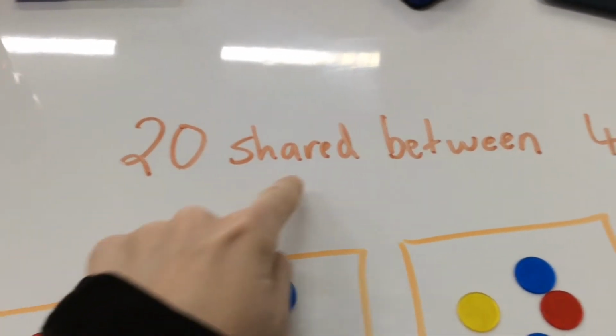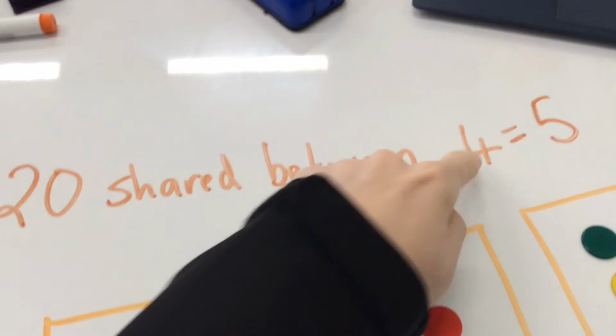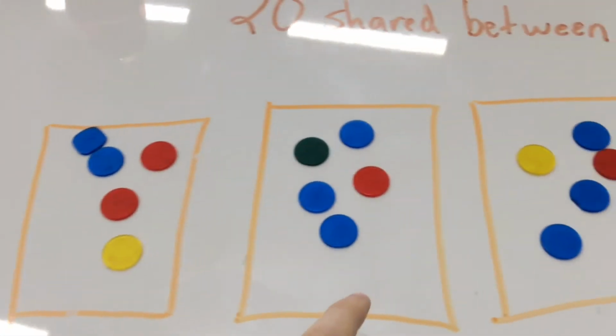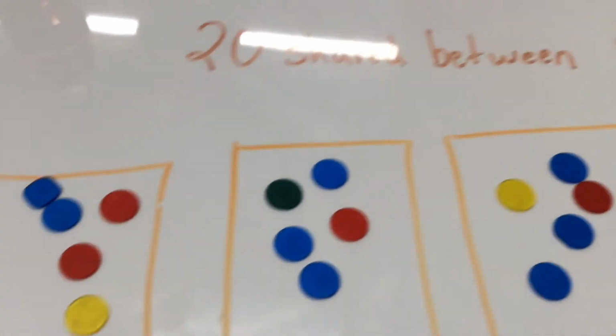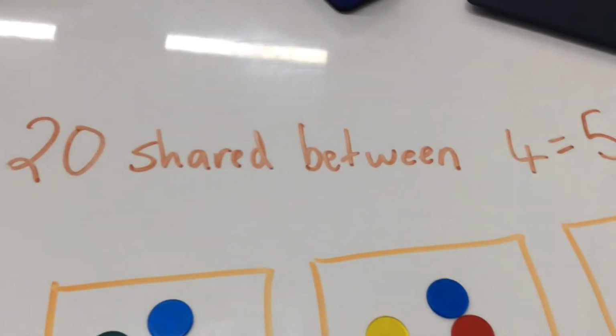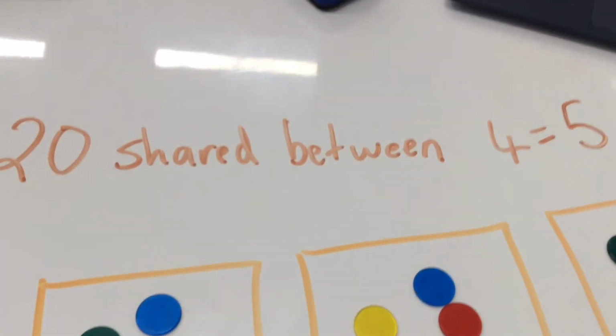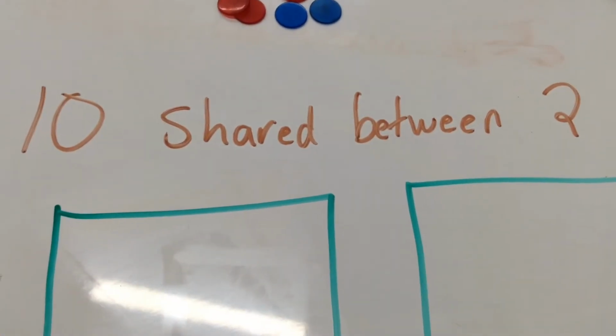So you can see here we started with our 20 counters and I shared them between 4. So 4 groups. And we are saying how many counters are in each group. So 20 shared between 4 equals 5. And let's look at one more example.